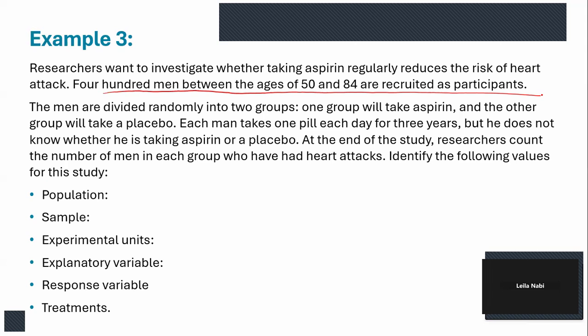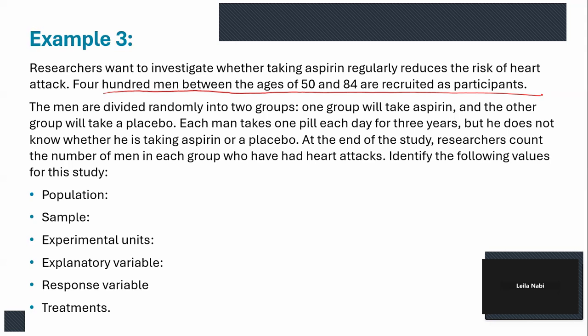The men are divided randomly into two groups. One group will take aspirin, which is the treatment group, and the other group will take a placebo, which is the control group. Each man takes one pill each day for 3 years, but he does not know whether he's taking the aspirin or the placebo.